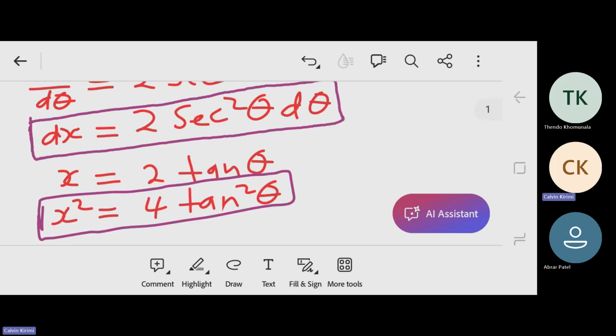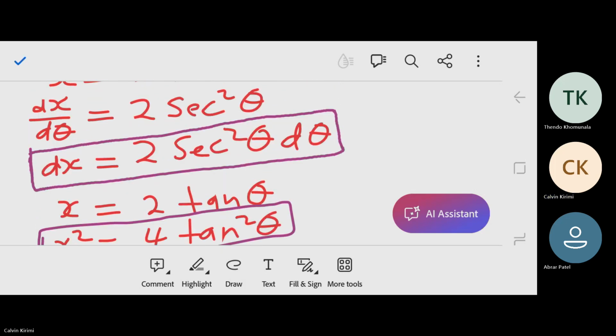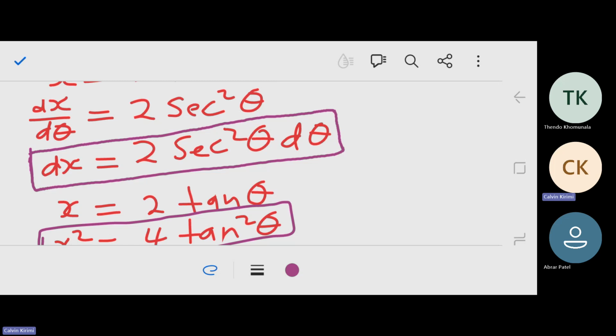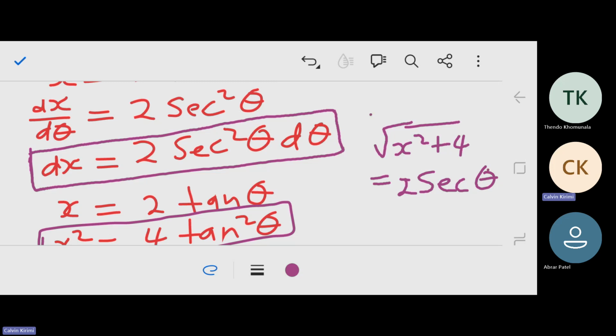Right. So here we write our value, that everything given in terms of the root of x squared plus 4 will be replaced by a secant theta, which means, since a is 2, 2 secant theta. So we already have the substitution that we are going to be using.